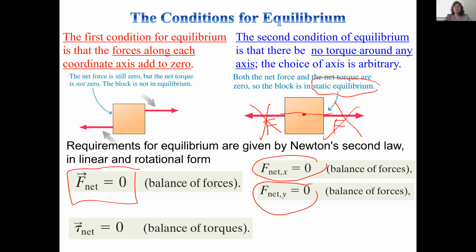Okay. So now this is the new condition. What will happen if I have an object, but I'm going to apply the force on the top and the bottom, but I'm going to apply it in opposite direction, right?